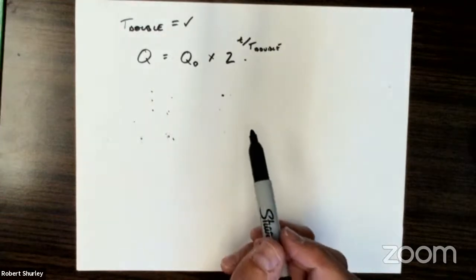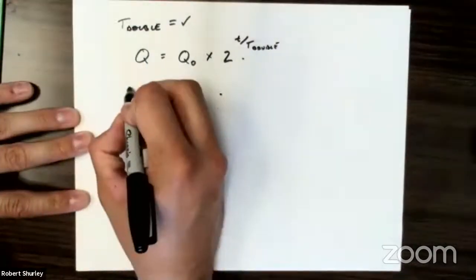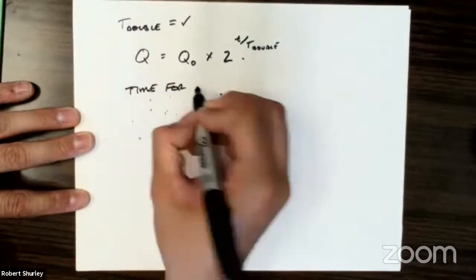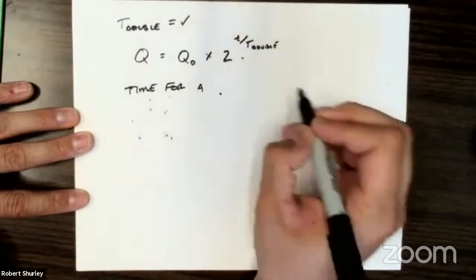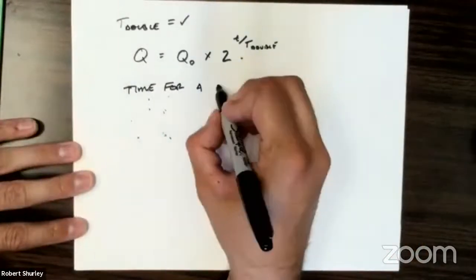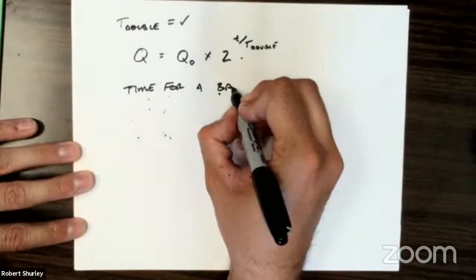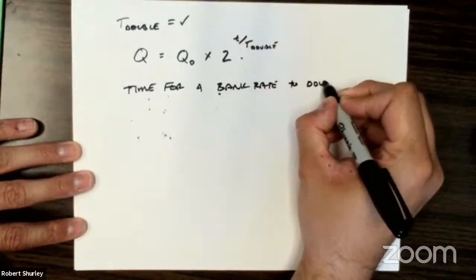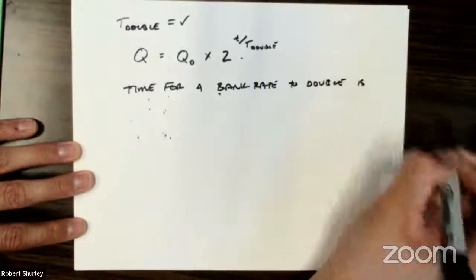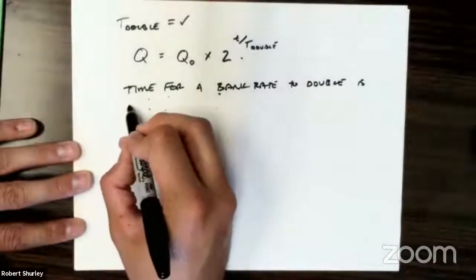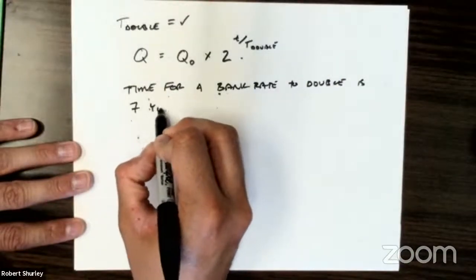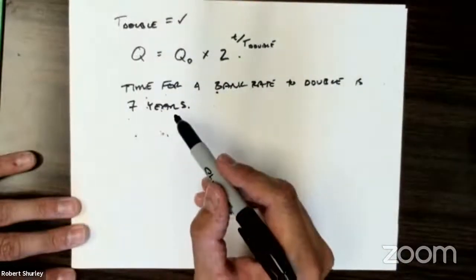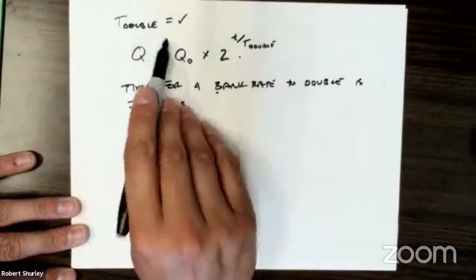Okay, let's say the doubling time, the time for a bank rate to double, is, let's say, 7 years. Okay, time for a bank rate to double is 7 years. So that means that's our T, capital T here, right?